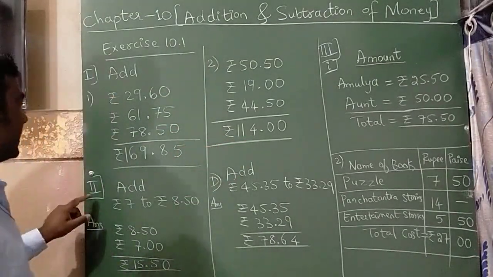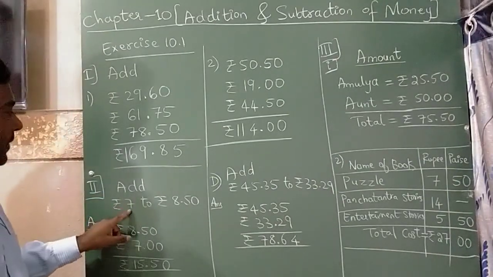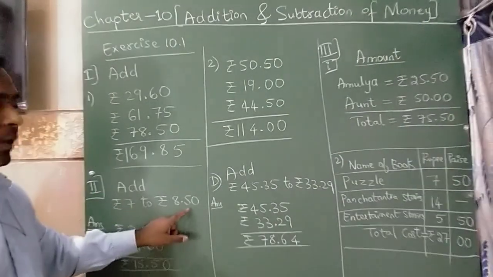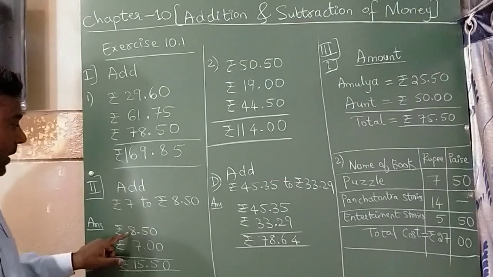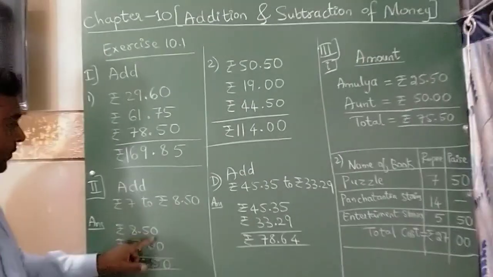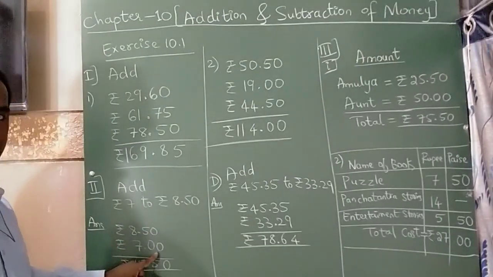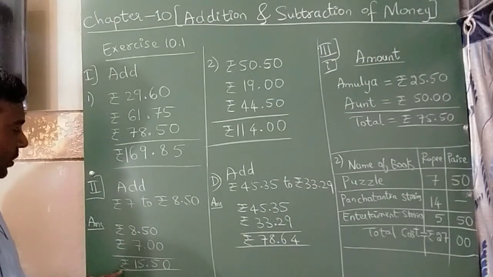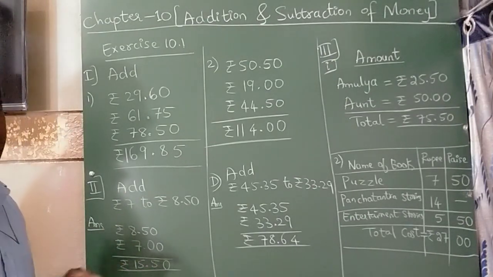Fine. Now in the second question, add rupees 7 to rupees 8.50. So how do you need to add? You need to write rupees 8.50 and rupees 7.00 here. So if you add this, you will get rupees 15.50.